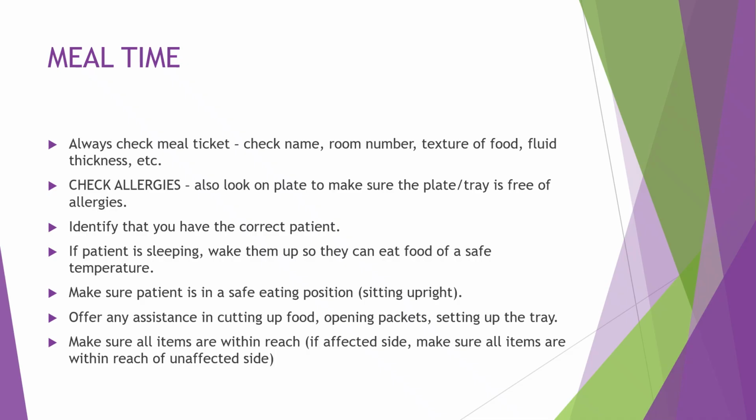First of all, every time somebody gets food in a facility, there will always be a meal ticket. That meal ticket is super important for safety. We always have to check the meal ticket for their name, so the name of the patient, first and last name. Surprisingly, some people can have the same first and last name, so we always want to also check the room number, and we always want to verify and identify that we have the correct patient because some people can have the same names. We want to also look at the texture of the food.